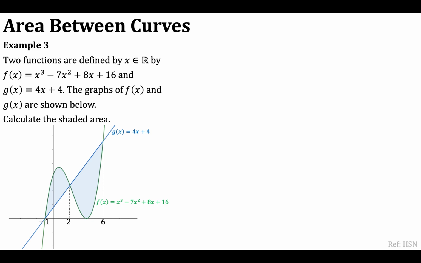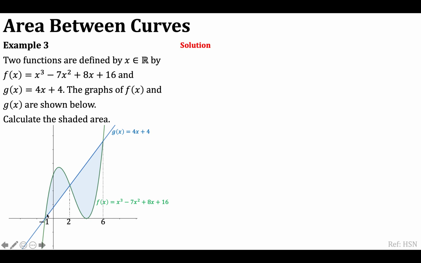Calculate the shaded area. Now, hopefully you can see folks that there are two separate areas here. Okay, so we've got the area between negative 1 and 2, and we've got the area between 2 and 6, which is this part. So we need to find two separate areas. It's like a compound area, which you'll have done in second, third, fourth year, whenever, okay? So you need to find separate areas. So we need to integrate twice here, two separate integrals.